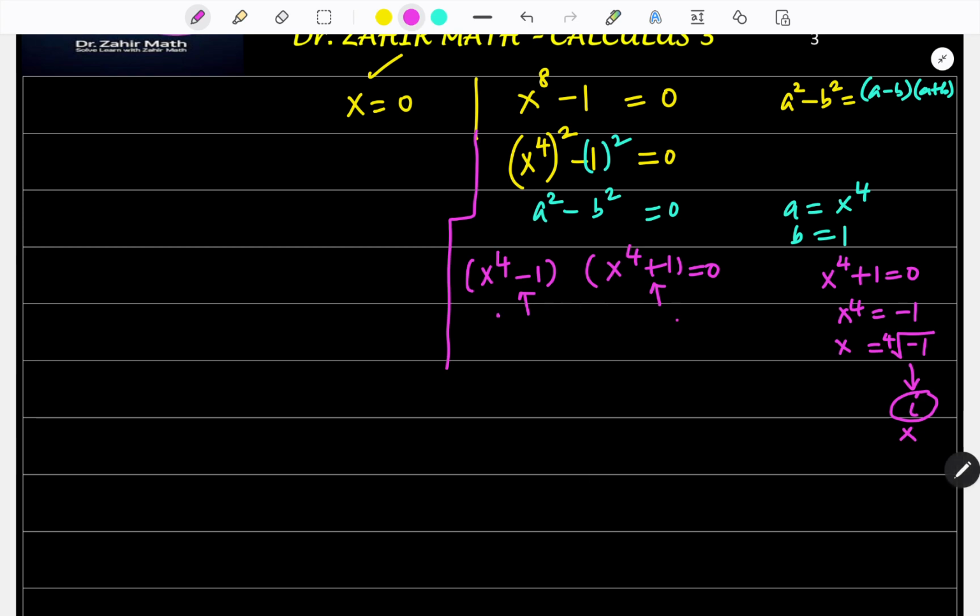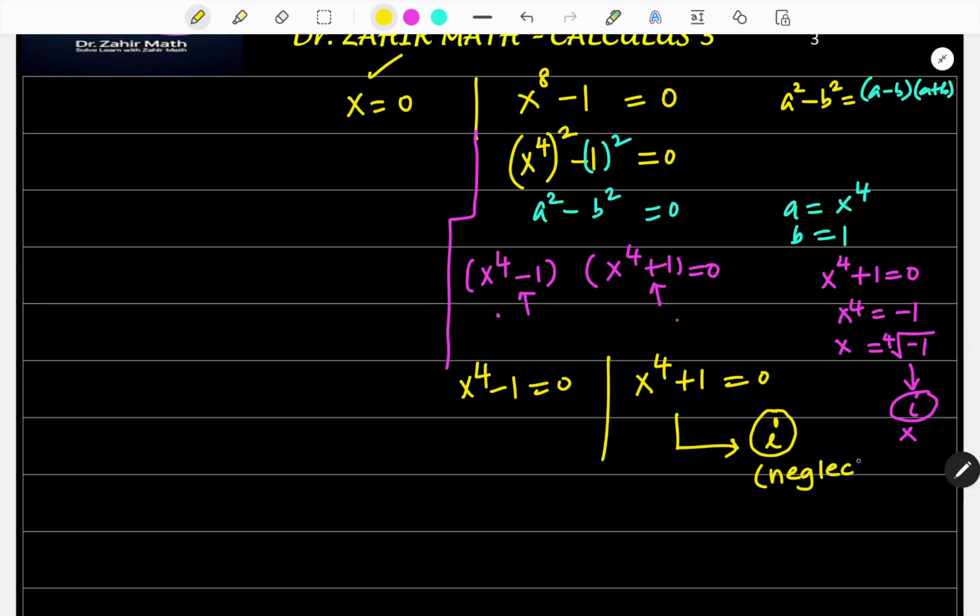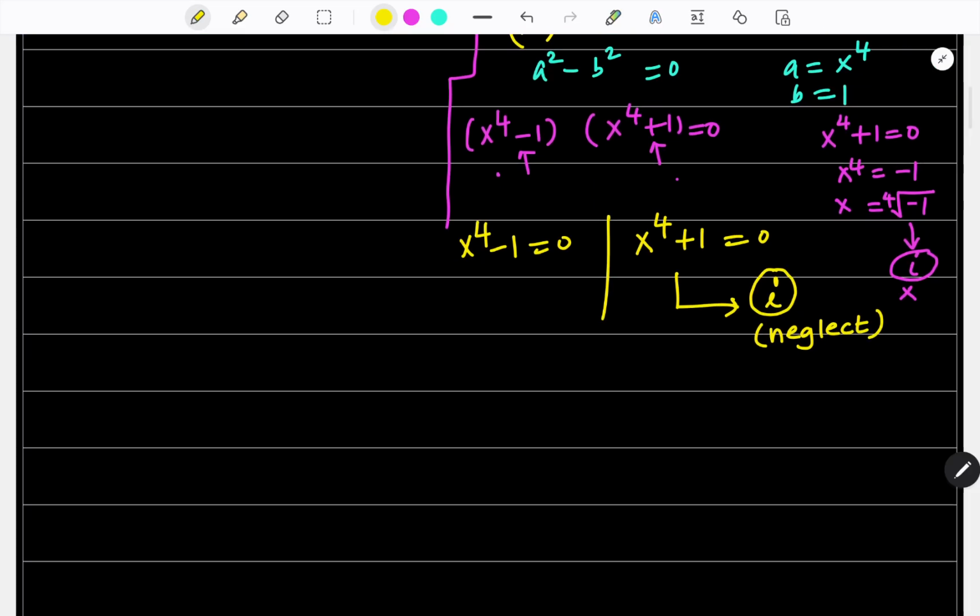So when two products are equal to 0, I'm going to write x power 4 minus 1 equal to 0 and x power 4 plus 1 equal to 0. This leads to complex values, so I am going to neglect this equation. That means I'm going to ignore it, because the resulting answer is i, which is a complex, imaginary number. It is impossible on the real plane.